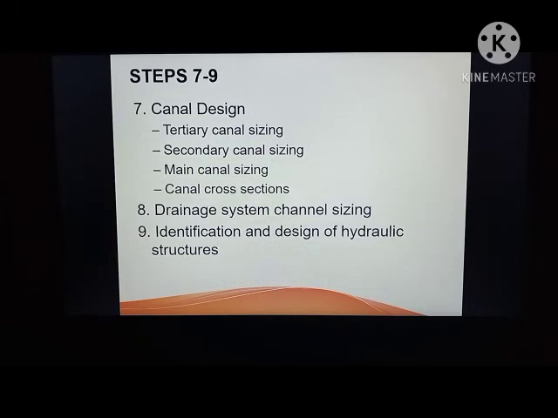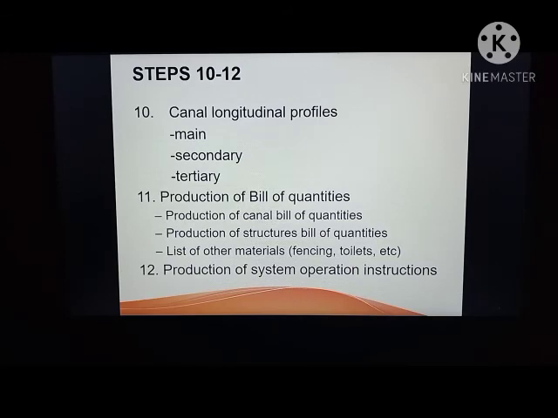Step 8, drainage system canal sizing. Step 9, identification and design of hydraulic structures. We're going to identify and design hydraulic structures. Steps 10 to 12, canal longitudinal profile, the main, secondary, and tertiary. Step 11, production of bill of quantities. In step 11, we're going to produce the bills that we are going to use.